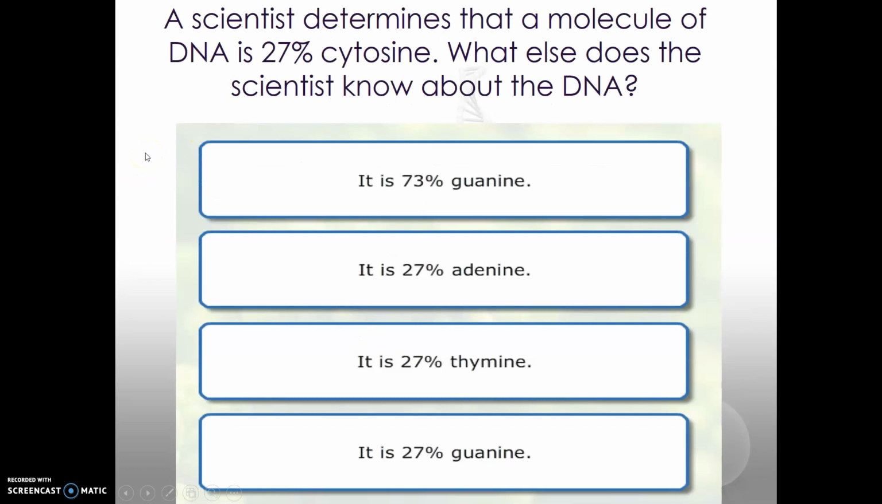A scientist determines that a molecule of DNA is 27% cytosine. What else does the scientist know about the DNA? I want you to pause this video, and I want you to try to figure out what else. Think about the base pairs and what else you could know if you know that a molecule of DNA is 27% cytosine. Pause now.